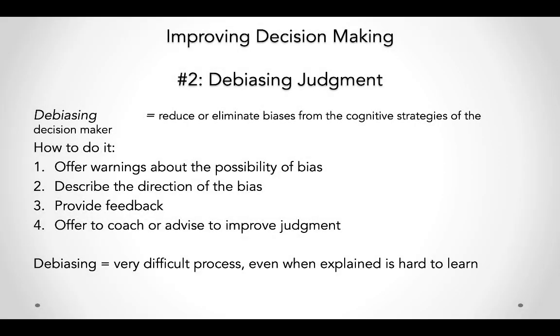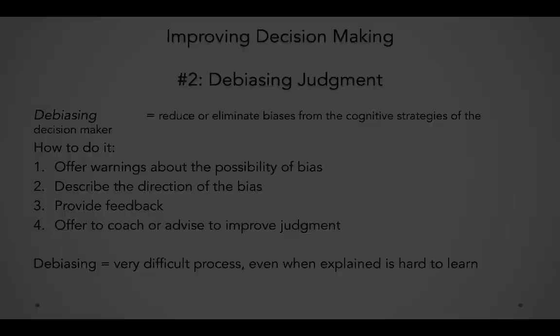Debiasing judgment: you're trying to reduce or eliminate biases from your cognitive strategies as the decision maker. First of all, you have to understand where biases can occur, right? Even if you can't fix them, you have to understand that they might happen, which direction they're going to go, which direction is going to influence your decision, get some feedback on the bias, and get some help to improve the judgment. And I have to warn you, it's not an easy process. Debiasing is hard. It's competing against our own bias, so that is a very hard thing to do.